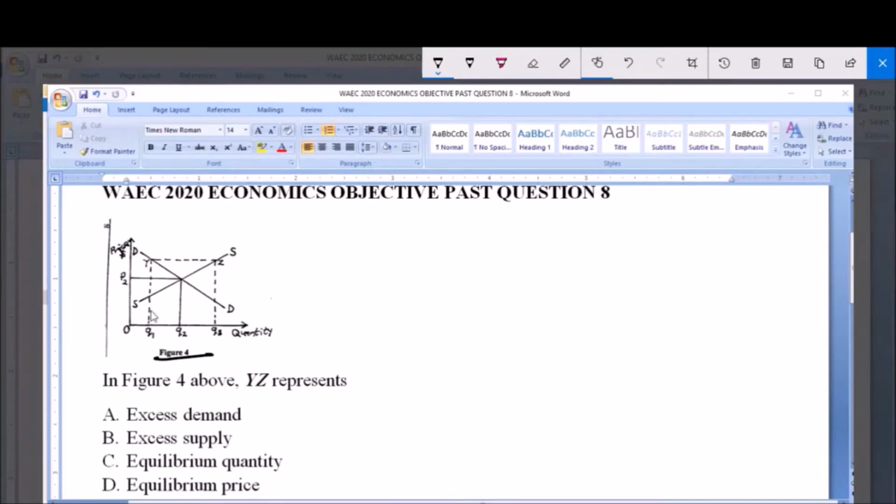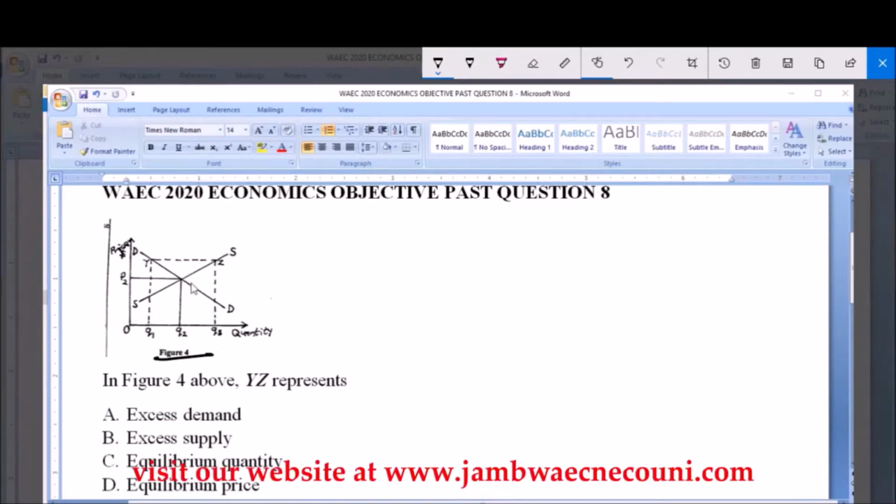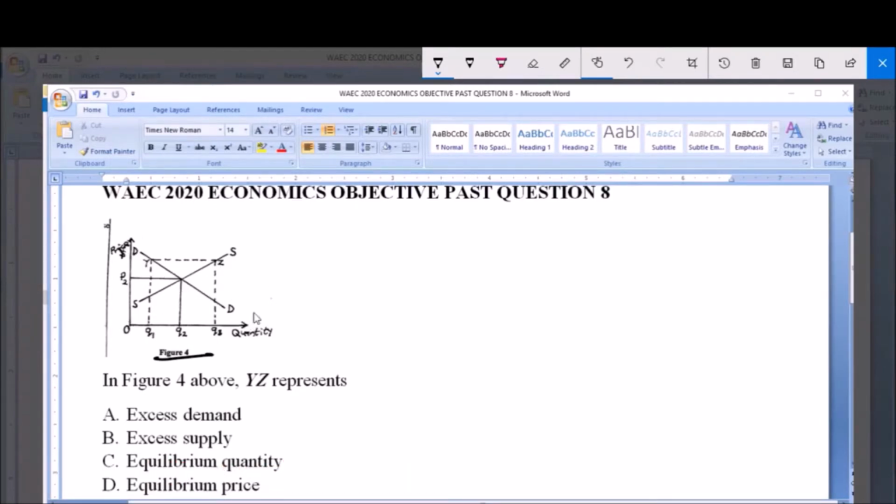So in this graph, you have a demand curve and a supply curve plotted together on the same price quantity axis. So this is the supply curve and this is the demand curve. So they are plotted on the same price quantity axis, and we are asked what this portion, YZ, represents.